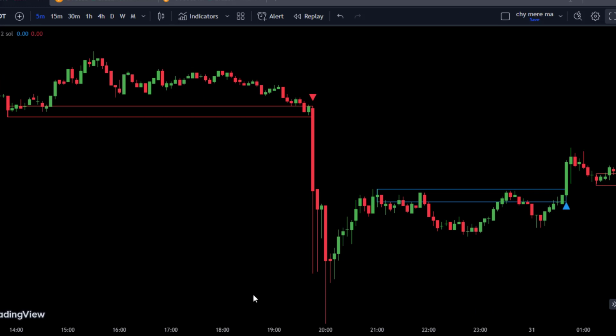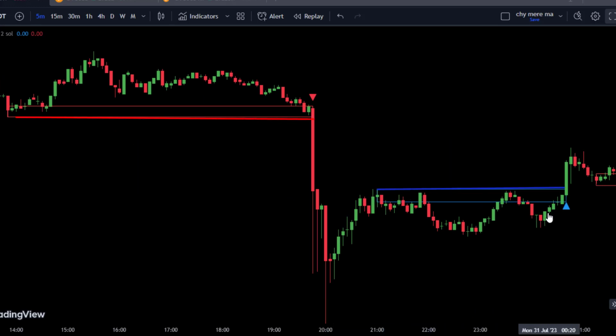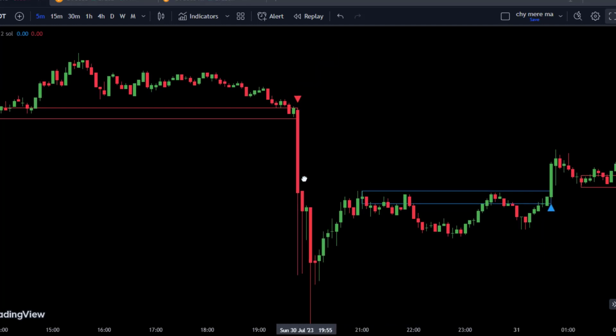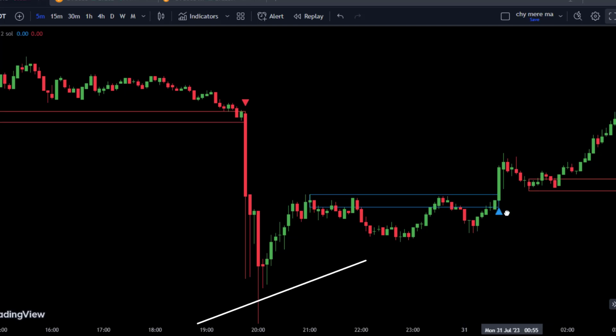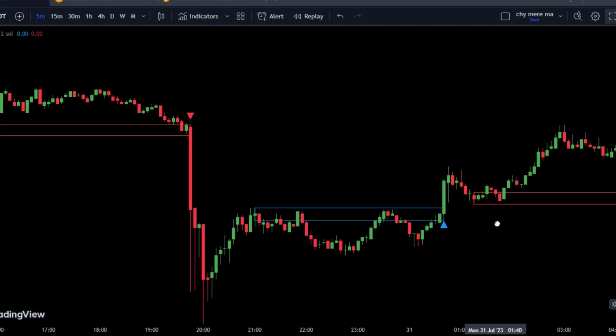This indicator has two components, which are the bullish and bearish rectangle and the bearish and bullish signal icon. When price breaks out of the indicator's bullish rectangle, it will print a blue signal icon telling us that price is going up. And when price breaks out of the indicator's bearish rectangle, it will print a red signal icon telling us that price is going down.